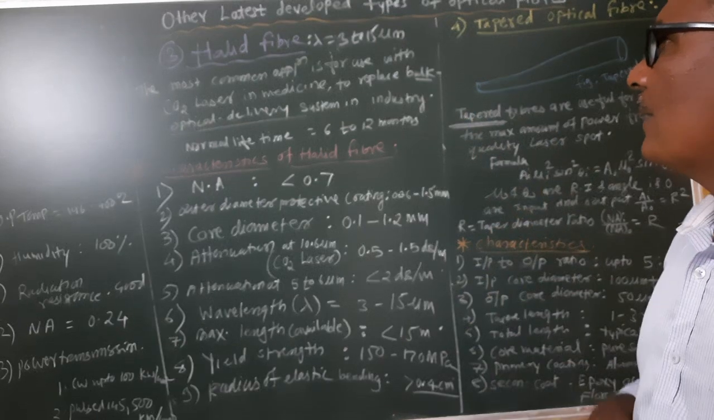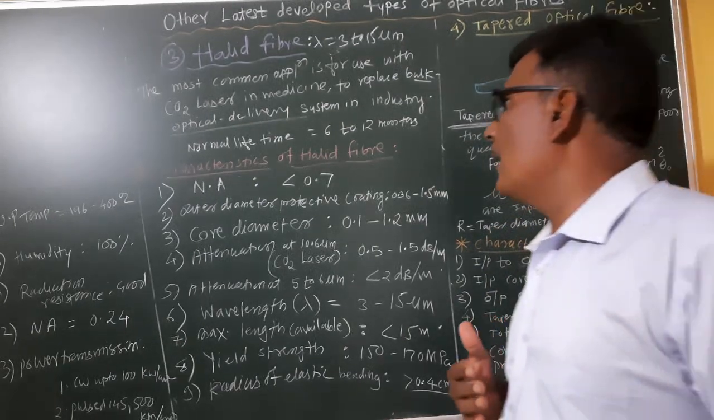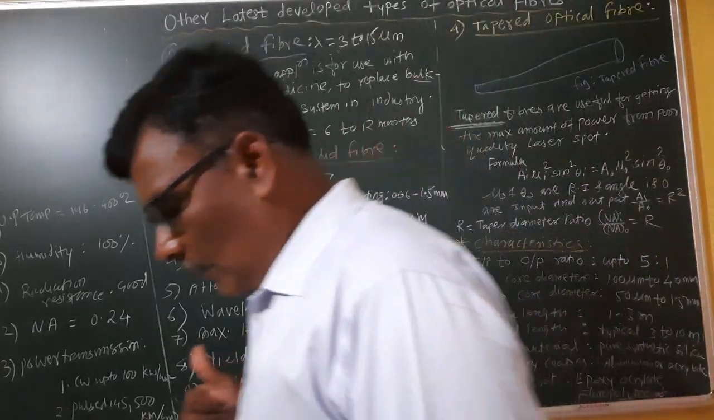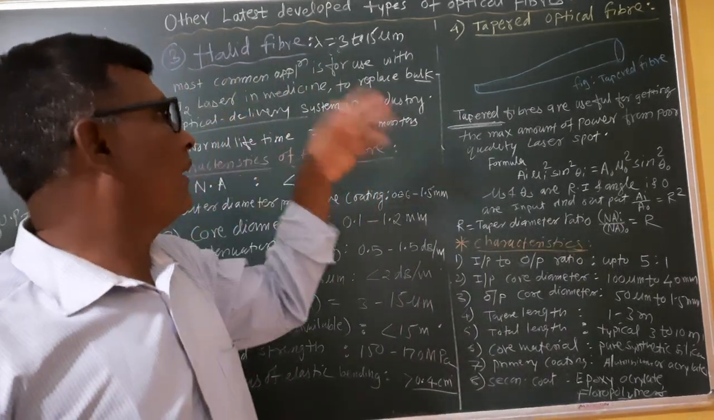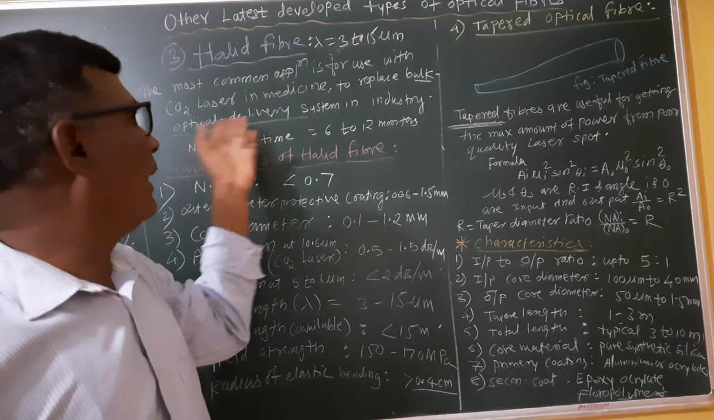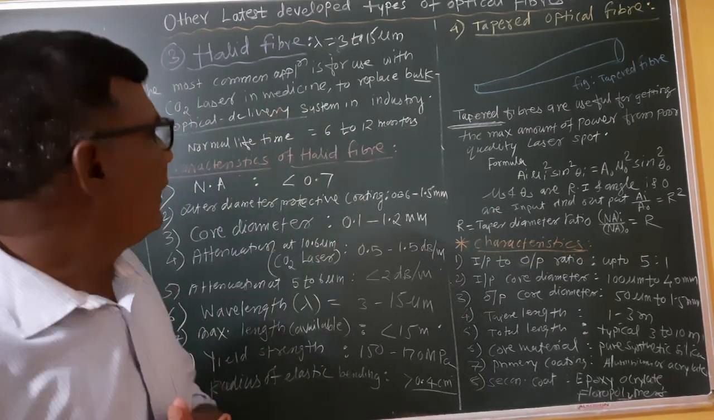Generally, such types of fibers are used to replace a bulk optical delivery system in industry also. Replacing the bulk optical delivery system for the CO2 laser, these fibers are used in industry also.